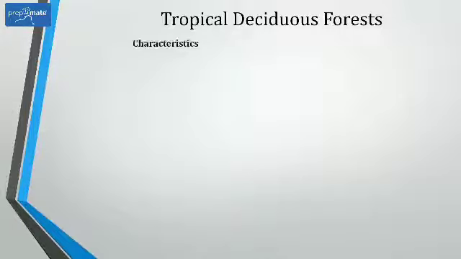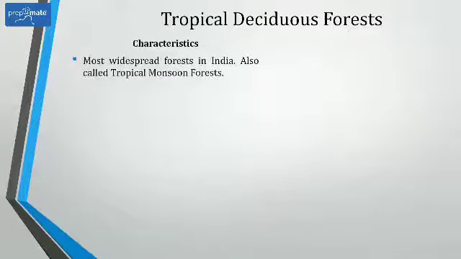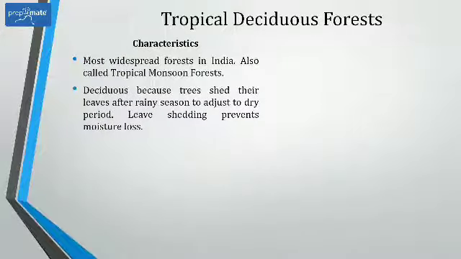Tropical deciduous forests. Tropical deciduous forests are the most widespread forests in India. These forests get their name from the fact that the trees in these forests shed their leaves after rainy season to adjust to the dry period. Shedding leaves prevents moisture loss through transpiration. They are also known as tropical monsoon forests because the trees of these forests usually shed their leaves during the dry season and come into foliage at the start of the rainy season.